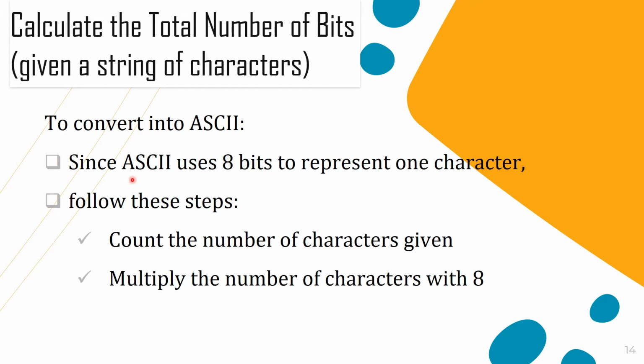Since ASCII uses 8 bits to represent one character, you should follow these steps. First step is count the number of characters given. Second, you should multiply the number of characters with 8.